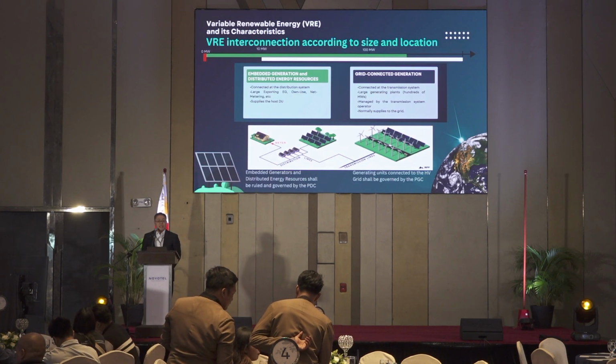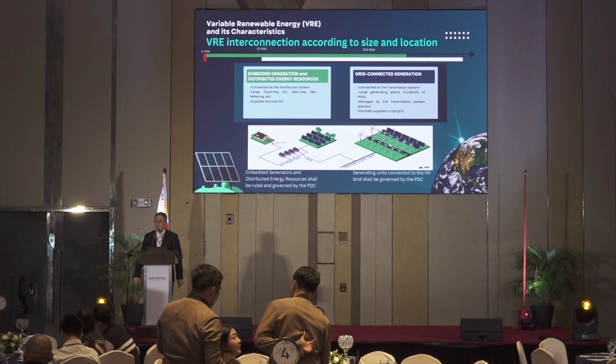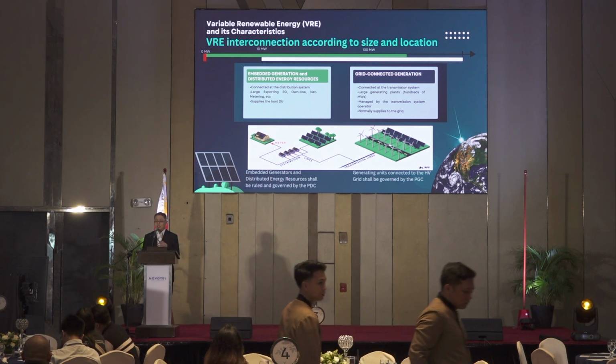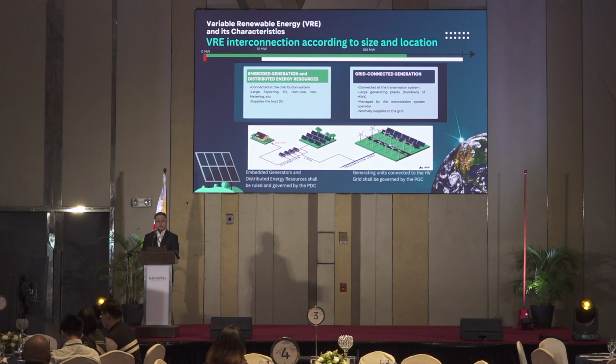So in terms of interconnection of our embedded generation, we have two types. As I mentioned, Meralco handles embedded generation. So embedded generation or distributed energy sources, the one in the green rectangle, are connected to the distribution system. And then we have different modes of operation for our embedded generation, which are large exporting EGs, own use EGs, which offsets one's own consumption, and net metering, where you offset your own consumption, but with excess power you can export to the grid.